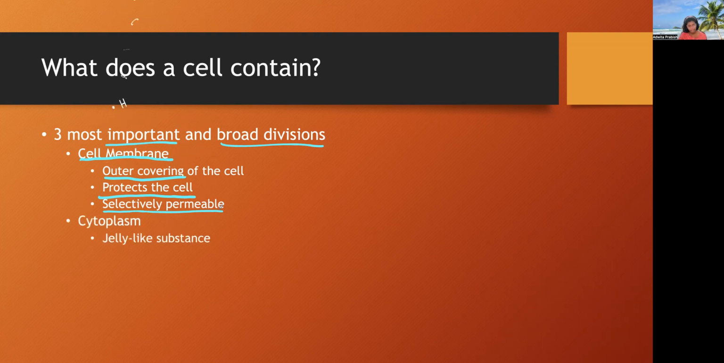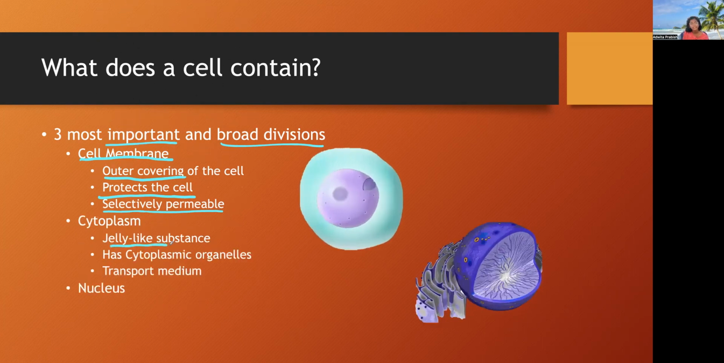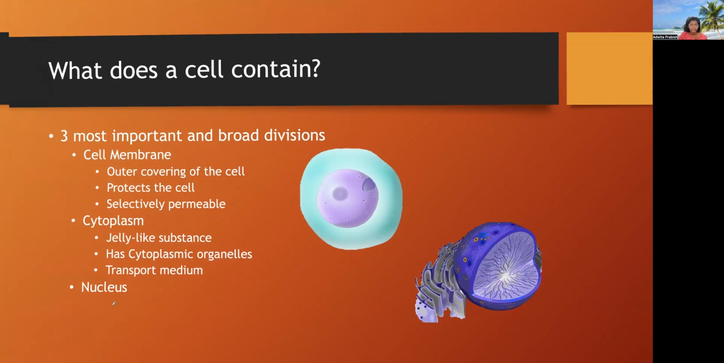Then we have cytoplasm. Cytoplasm is a jelly-like substance that acts like a transport medium, and it has some cytoplasmic organelles, that is the structures that we saw before, that is in the cytoplasm. They are called cytoplasmic organelles. We're going to see about them in the next module. Then we're going to see about nucleus.